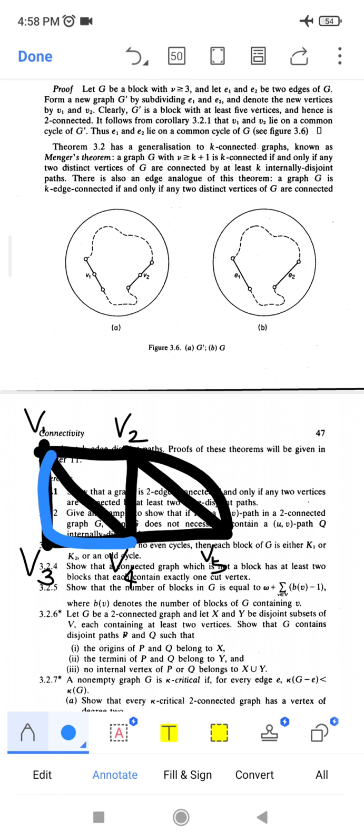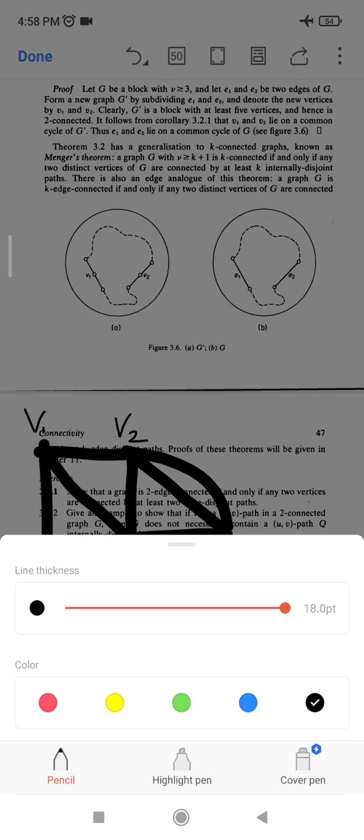Now take v1 and v2. Between v1 and v2, we can find a path like this and another path like this, so we can find two internally disjoint paths. Now I am taking another pair of vertices, v3 and v5. I can find a path like this and another path like this. These two are internally disjoint paths, right? So if a graph is two-connected, then we can find at least two internally disjoint paths between any two vertices of the graph.